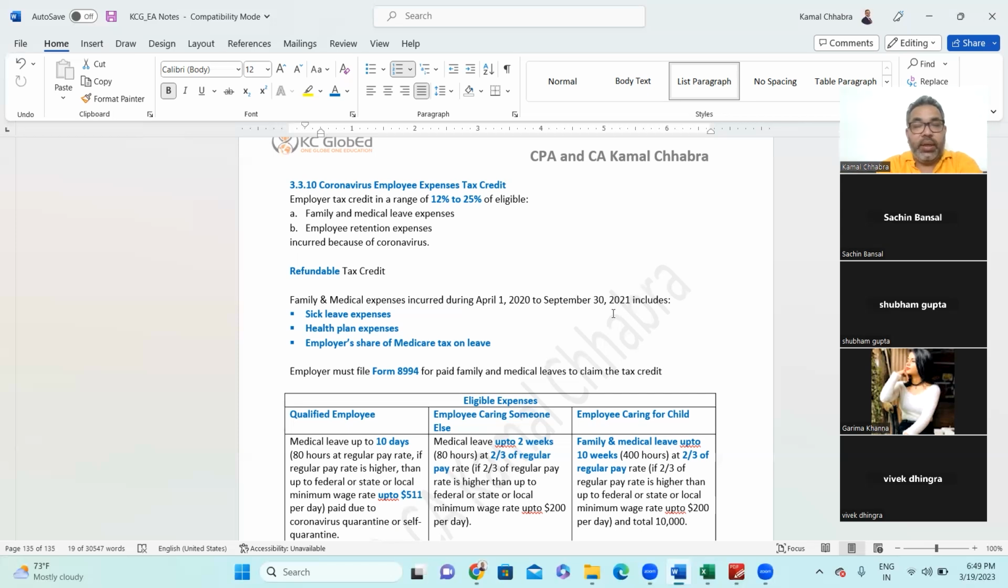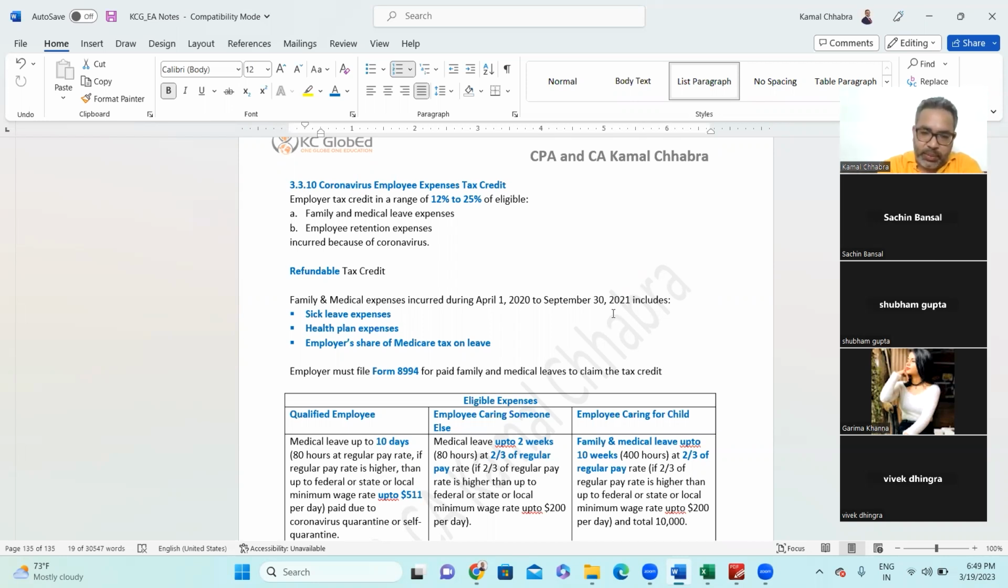This is again a refundable tax credit. So if the employer has incurred expenses and their tax liability is less, then they can claim the refund also for this, right? So the first one is family and medical leave expenses. What kind of family and medical leave expenses are included in the coronavirus employee expense tax credit? The first one is sick leave expenses, second is health plan expenses, and third is employer share Medicare taxes during the leave time of the employee.